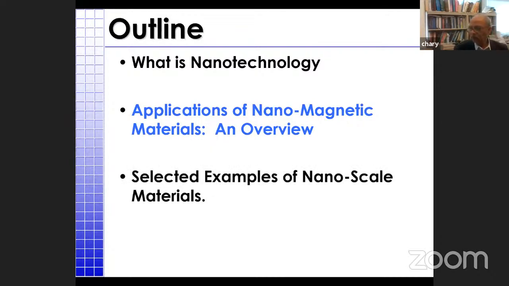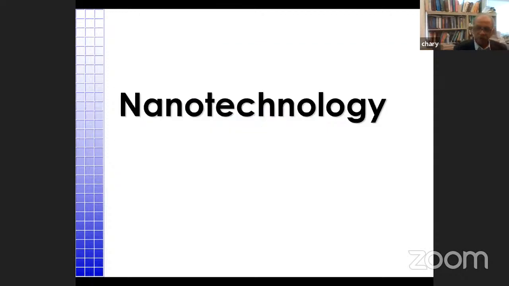I'll give an overview and some selected examples of nanoscale materials. In our laboratory, we have done so many materials at nanoscale and examined their properties. So I'm not going to go over all the work, but I'll just give you selected examples of that. And then finally, I'll give you some conclusions. So that is the plan.